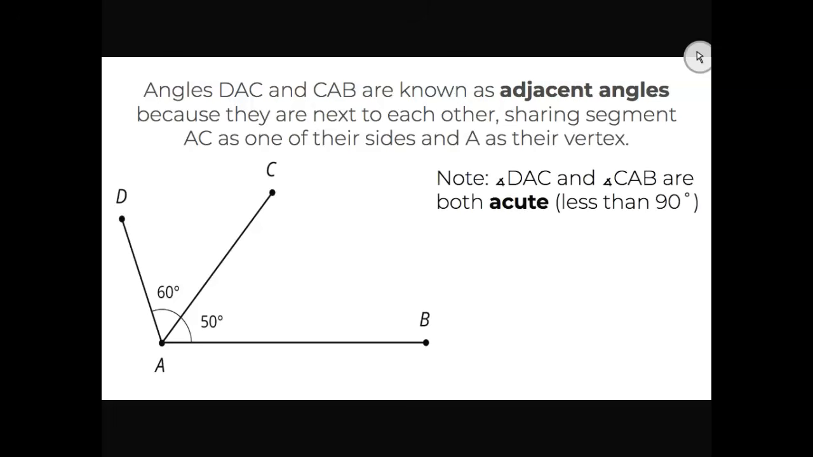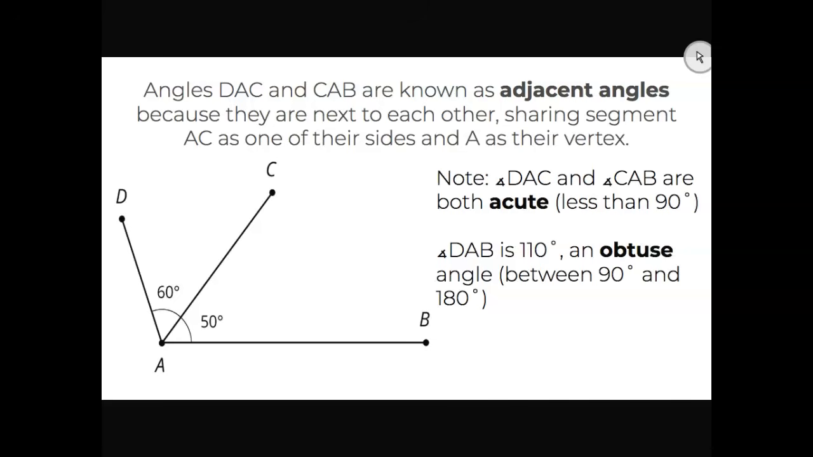Note, a little review from 6th grade. Angle DAC and angle CAB are both acute because they are less than 90 degrees. If I look at angle DAB, it's 110 degrees. Notice you can add 60 plus 50 to get that entire angle, and we'd call that an obtuse angle because it's between 90 and 180.